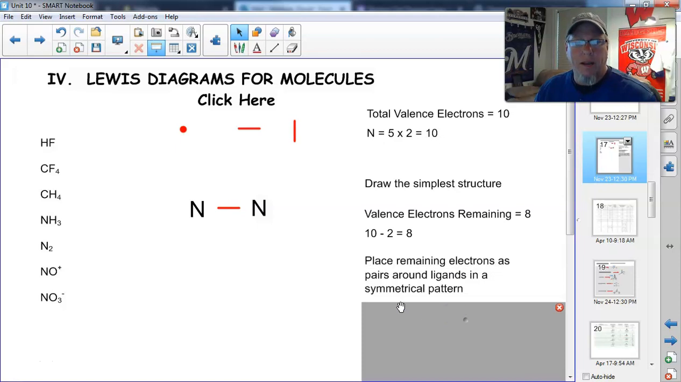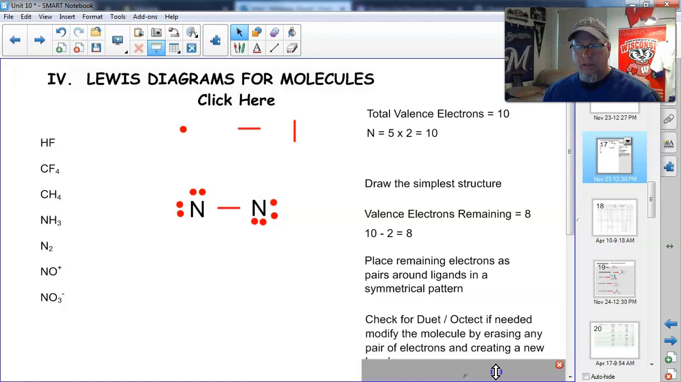Put the remaining electrons in. I'm going to preserve symmetry when I do that. So here we go, trying to be really symmetrical as I put these in. I got to get 8 in. 2, 4, 6. I would probably put the other 2 over here to try to be symmetrical. And when I've done that, I'm going to finally check to see if my octet and duet is okay.